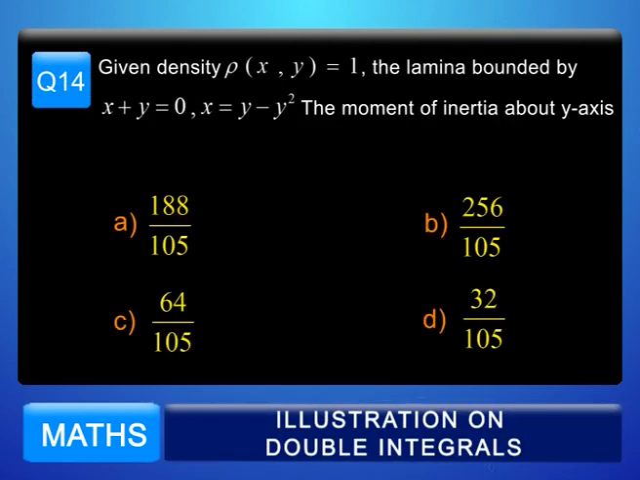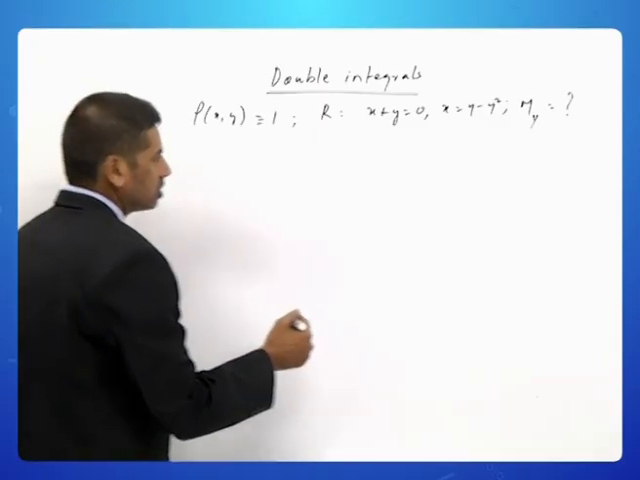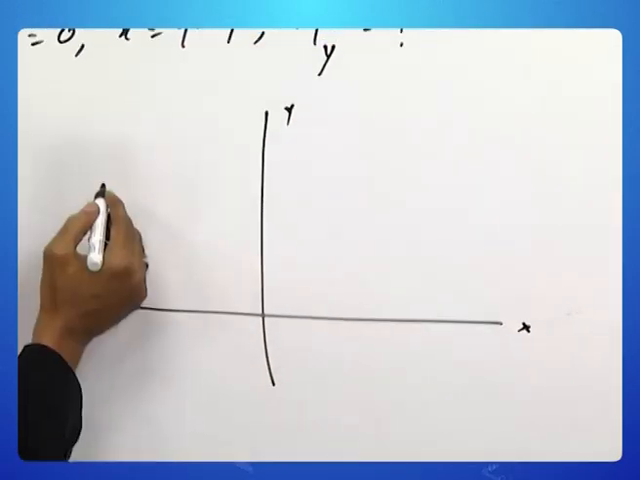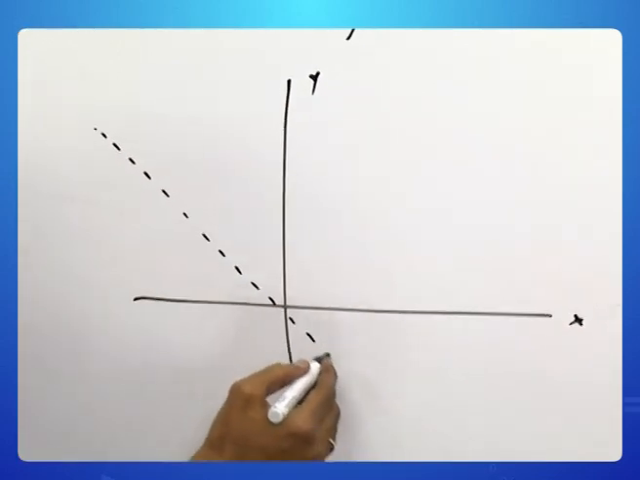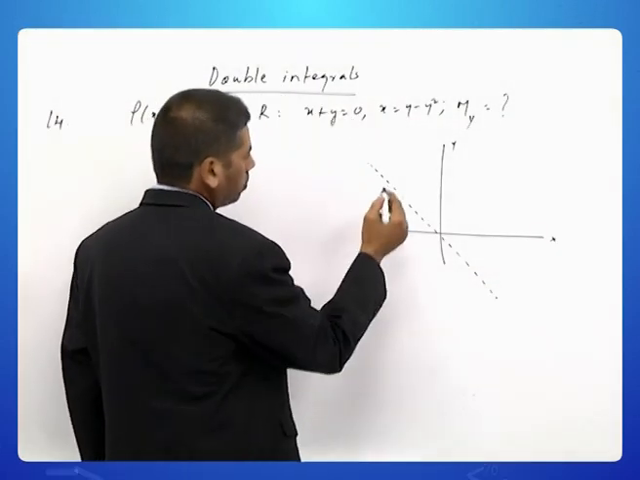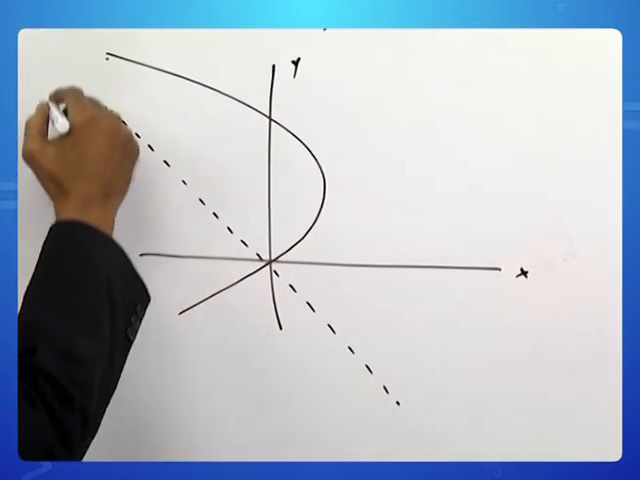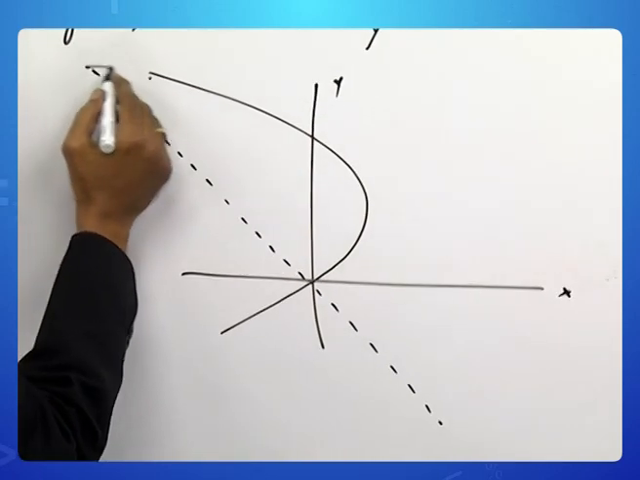Question number 14. There is a problem on the calculation of moment of inertia about the y-axis. Given the density function rho xy is equal to 1 and the region bounded by the straight line x plus y is equal to 0 and a parabola x is equal to y minus y squared, what is the estimate of the moment of inertia about y-axis? So first, the region. This is a straight line passing through the origin with slope -1, and this is the parabola x is equal to y minus y squared.